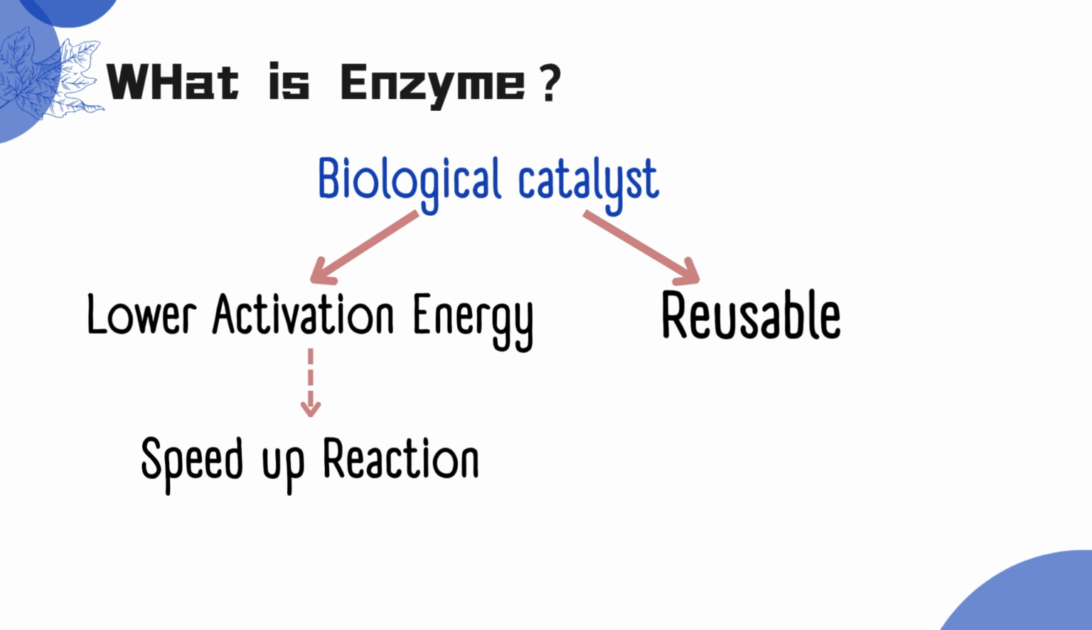Before we start, let's first get a view of the basic knowledge of this topic. You may ask, what is an enzyme? An enzyme is a biological catalyst. A catalyst is a chemical agent that speeds up a reaction without being consumed by the reaction. Therefore, an enzyme can speed up a chemical reaction and it can be reused several times.